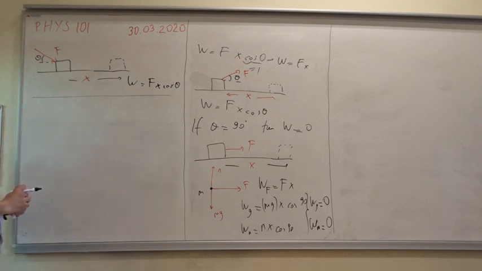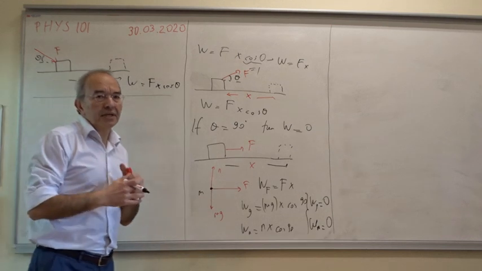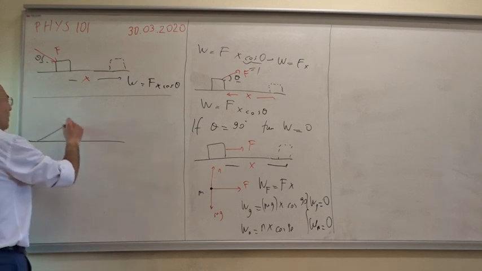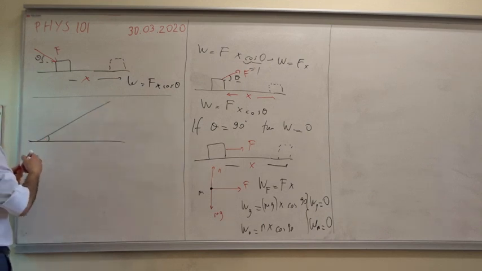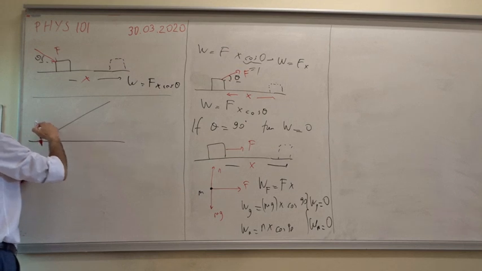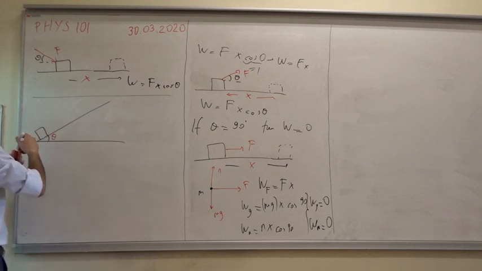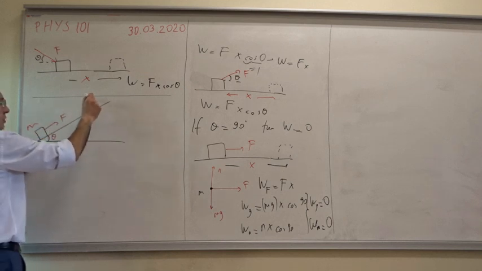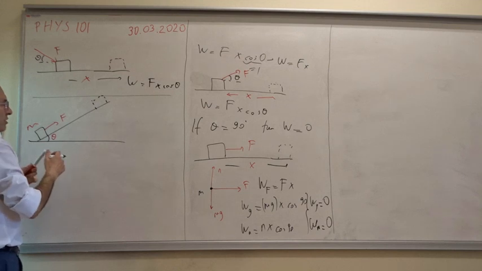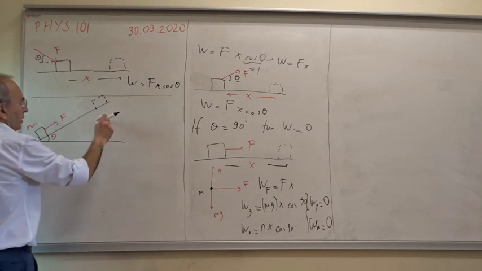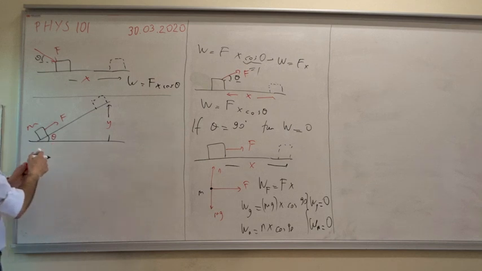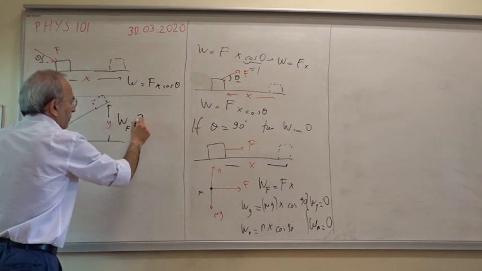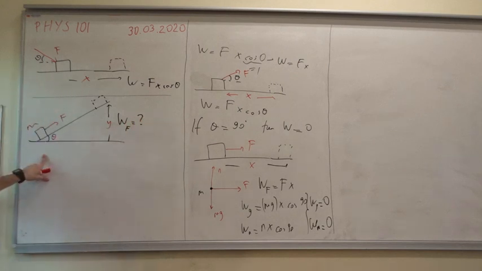Now let's see some other cases where we have some inclined planes. For instance, if we have an inclined plane like this at an angle theta, and we bring a block of mass m by applying a force F to a new position. For instance, this is the height y. What is the work done by this force F? What was the definition?